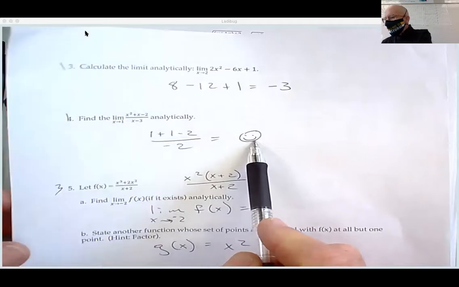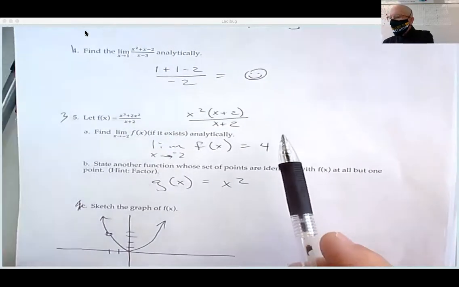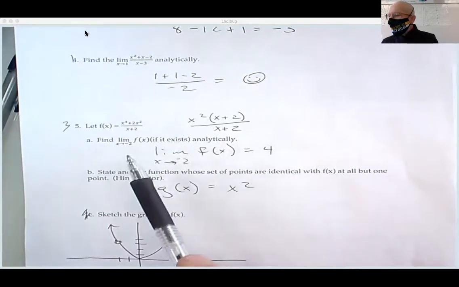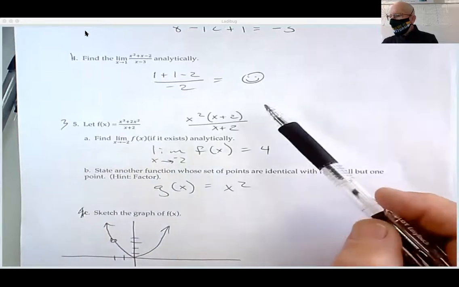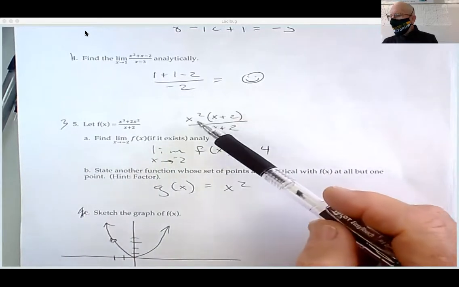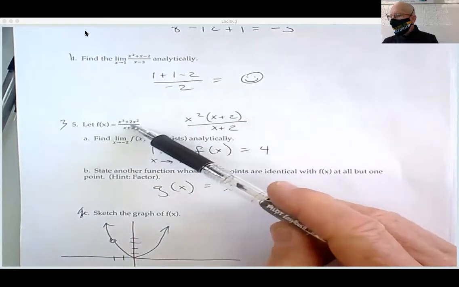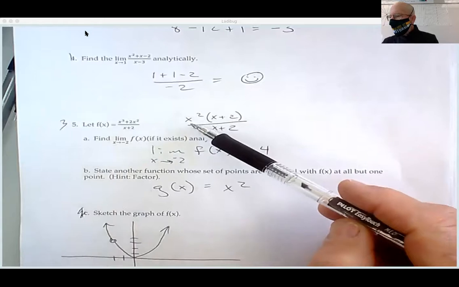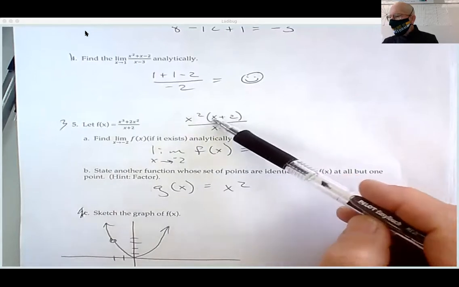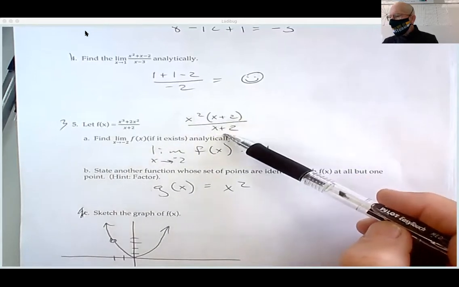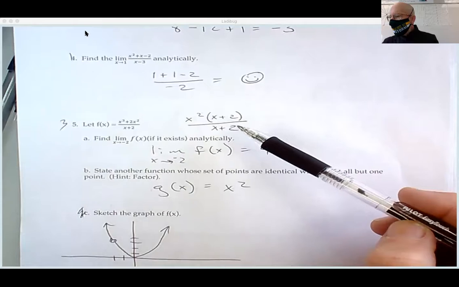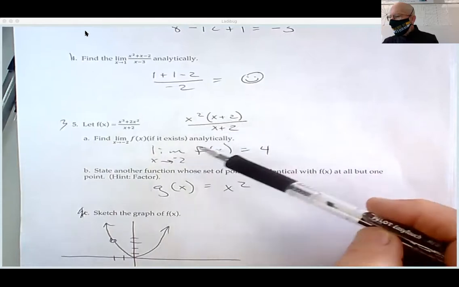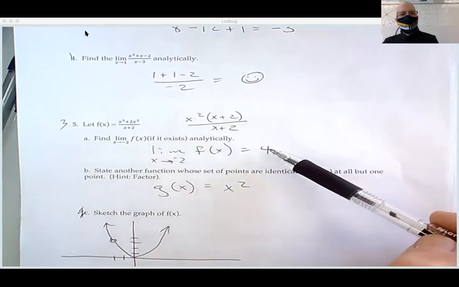This one was worth 3 points. It says, find the limit analytically. So what I did is I factored out an x squared, because that's the greatest common factor. I have x squared times the quantity x plus 2, so I simplify. And then I took the limit and plugged in a -2 and got 4. So that was the limit.